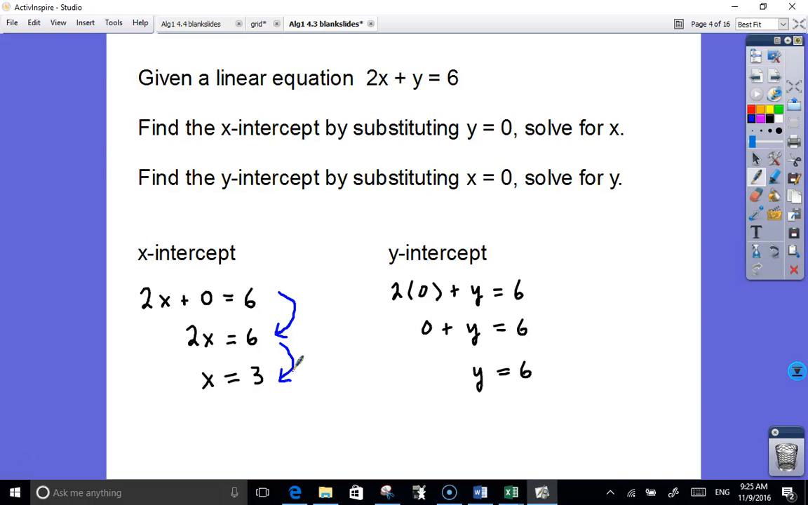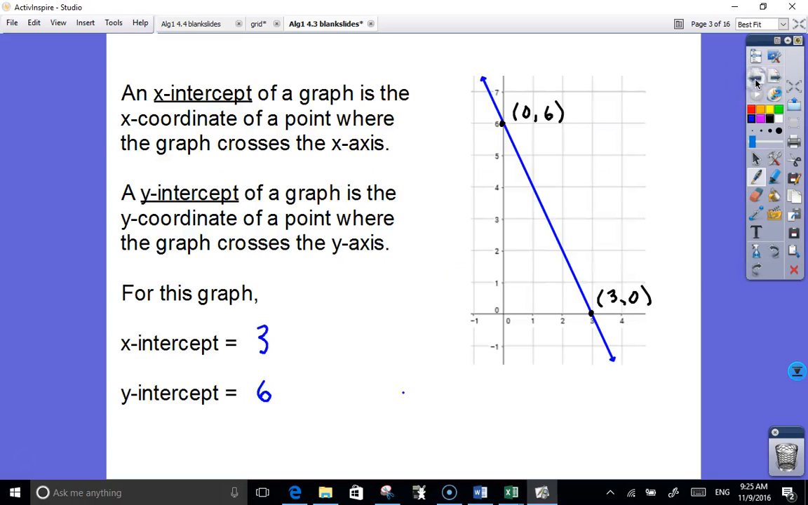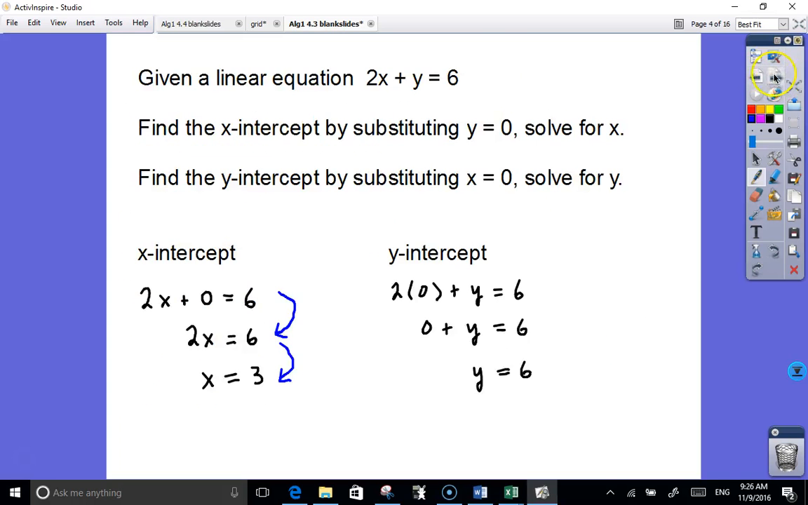If you want to find the y-intercept, you substitute x equals 0. Again, if you go back to the graph, what was the x-coordinate at the y-intercept? It was 0. So that's always the way you find intercepts. You want the x-intercept, substitute y equals 0. You want the y-intercept, substitute x equals 0. 2 times 0 plus y, so the 0 goes away and y equals 6. That was the equation that we graphed on the previous slide.